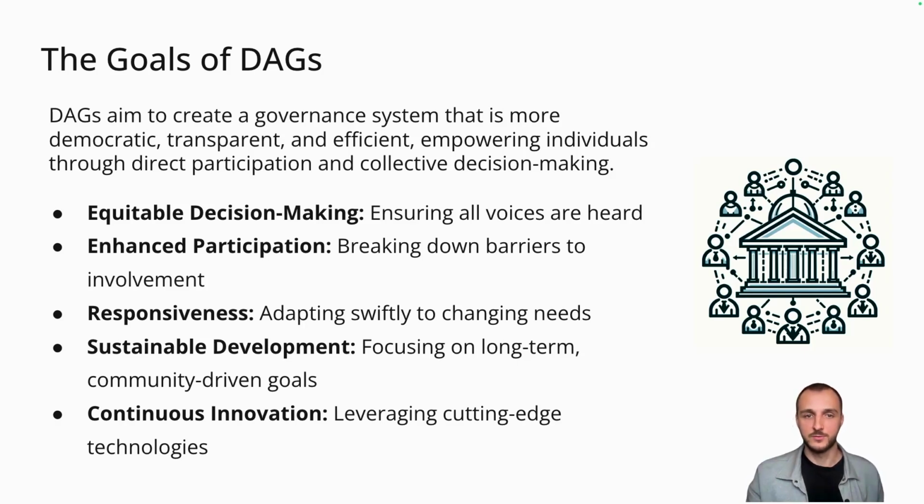Another critical goal of DAGs is sustainability. Instead of short-term, politically motivated decisions, DAGs can focus on long-term development that benefits the community as a whole. Every decision can be made with the future in mind, ensuring that governance serves not just the present, but generations to come. And finally, DAGs are driven by continuous innovation. By integrating the latest technologies like blockchain and smart contracts, DAGs can not only be secure and efficient, but also capable of evolving alongside technological advancements, ensuring that governance systems stay ahead of the curve.